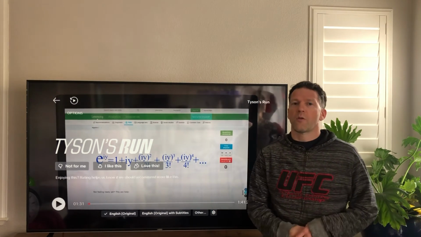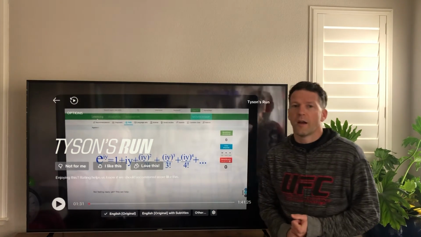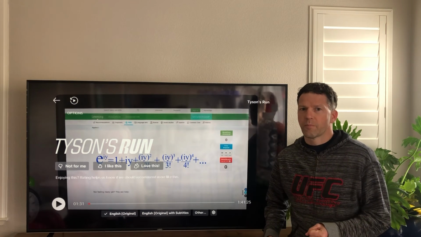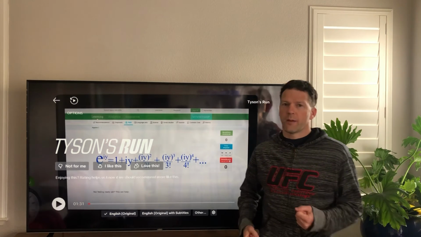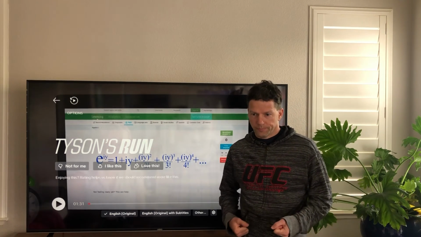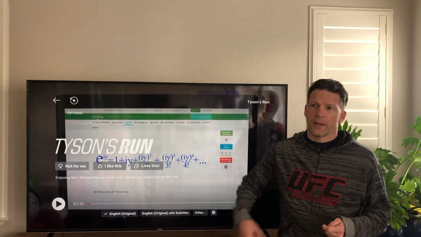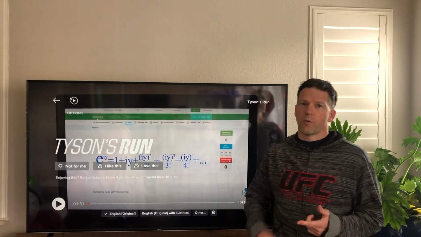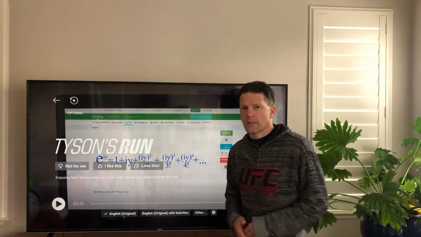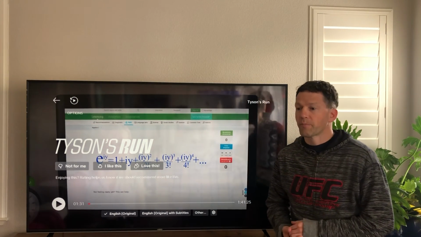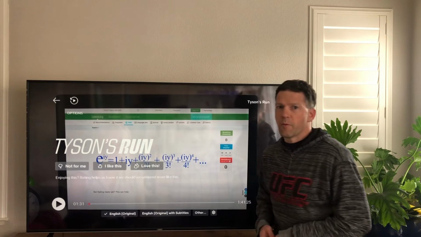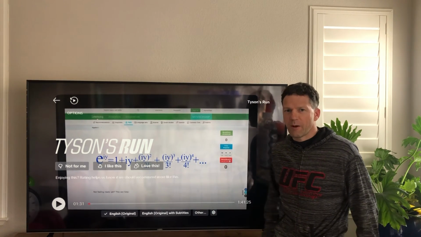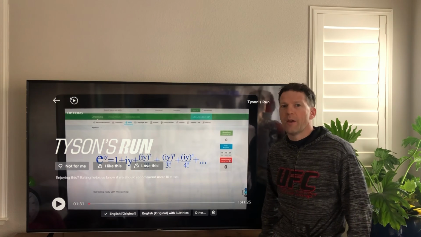It's a pretty cool movie. I liked watching it. My wife and I watched it over the weekend, where there's this African world champion marathon runner that comes to their town, and the kid has autism, and he becomes friends with this African world champion runner, and then the kid ends up running a marathon in his hometown. So it's a sweet movie. I'd recommend watching it. And now you know everything about Tyson's Run math problem. Thank you very much.